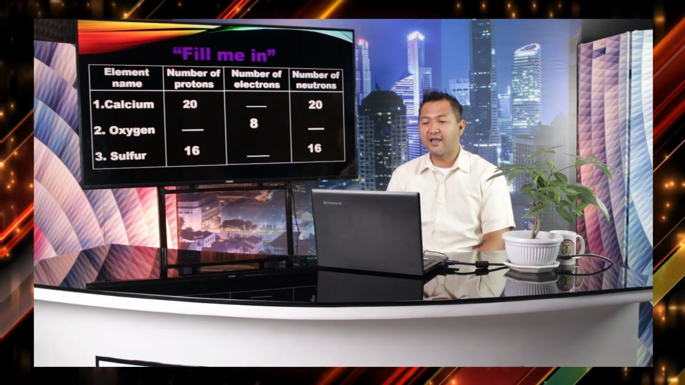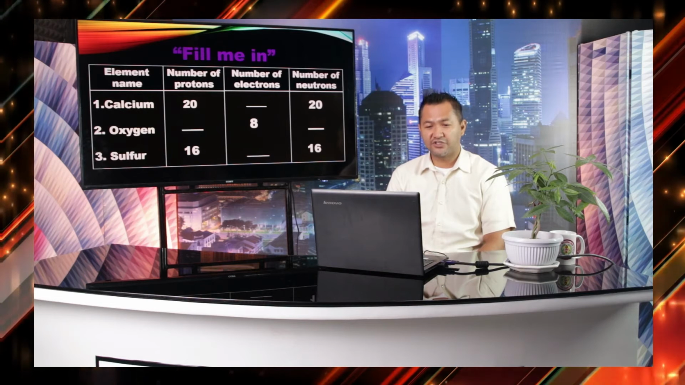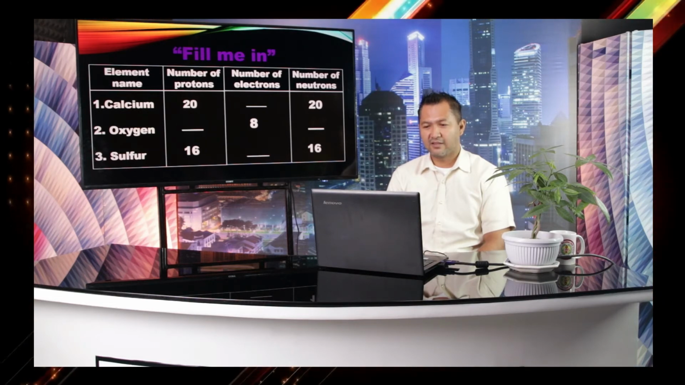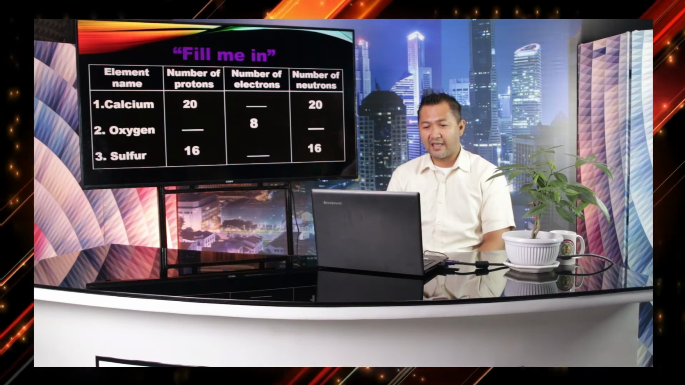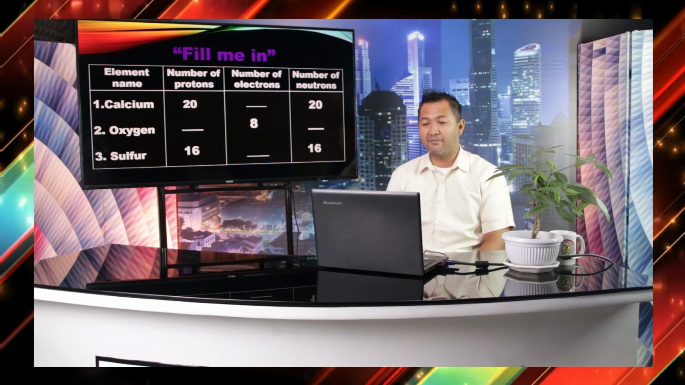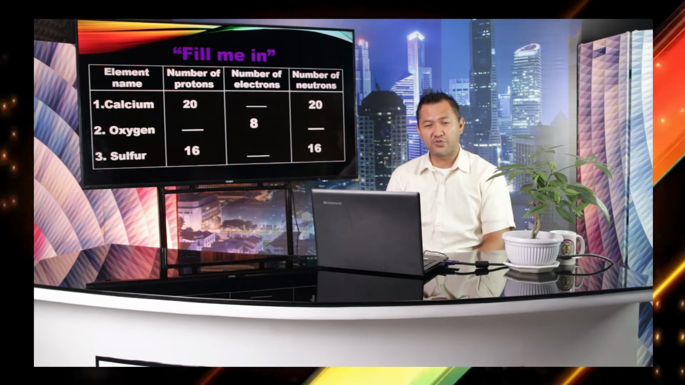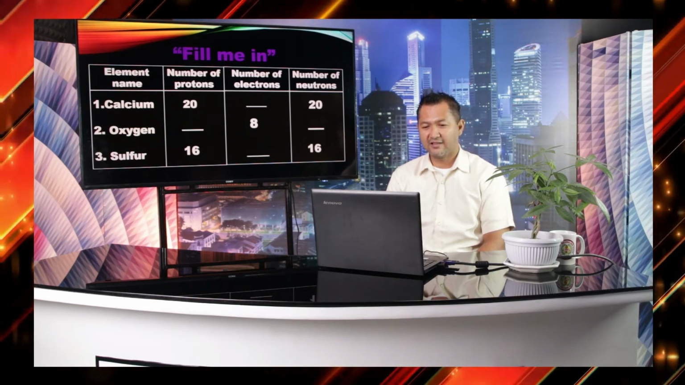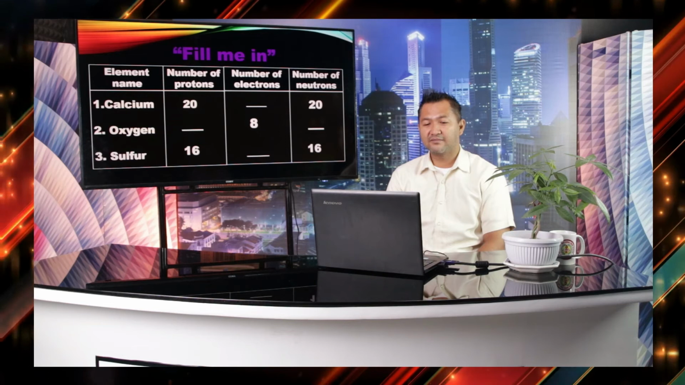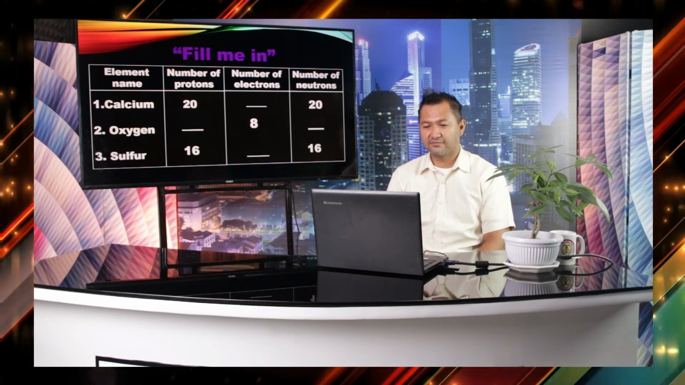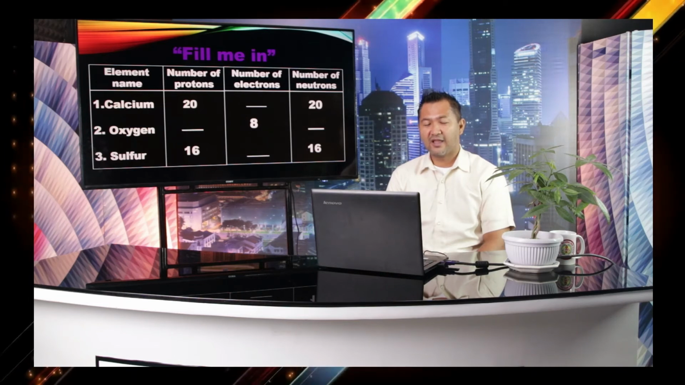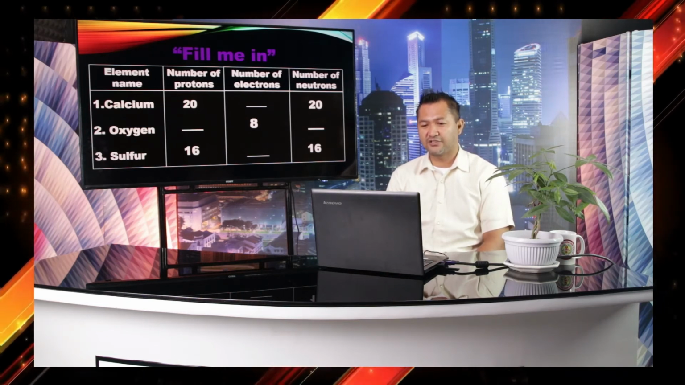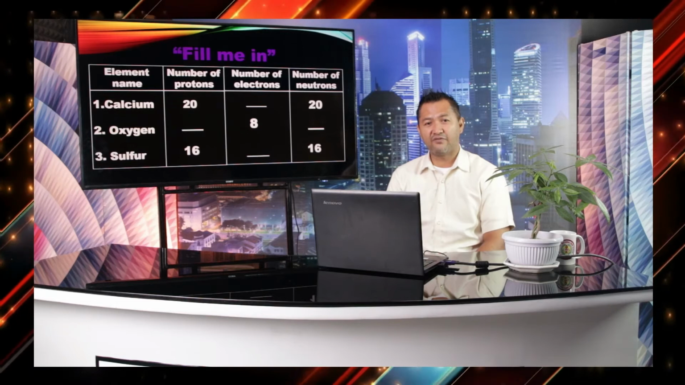The second element is oxygen, blank the number of protons, 8 number of electrons, and blank number of neutrons.